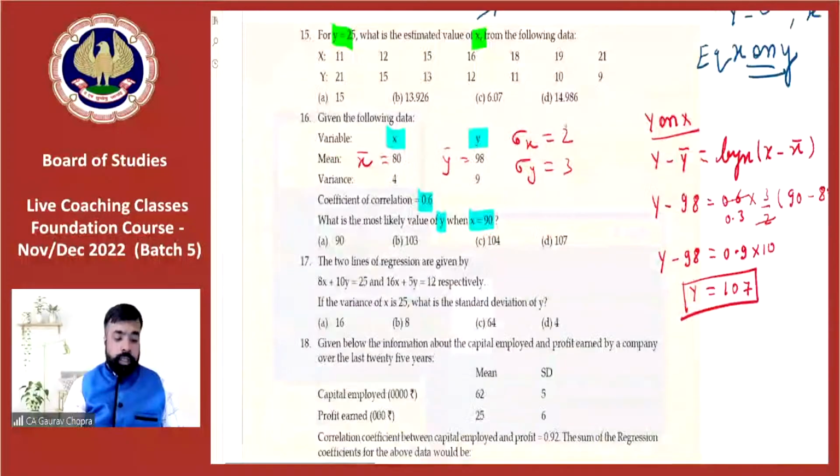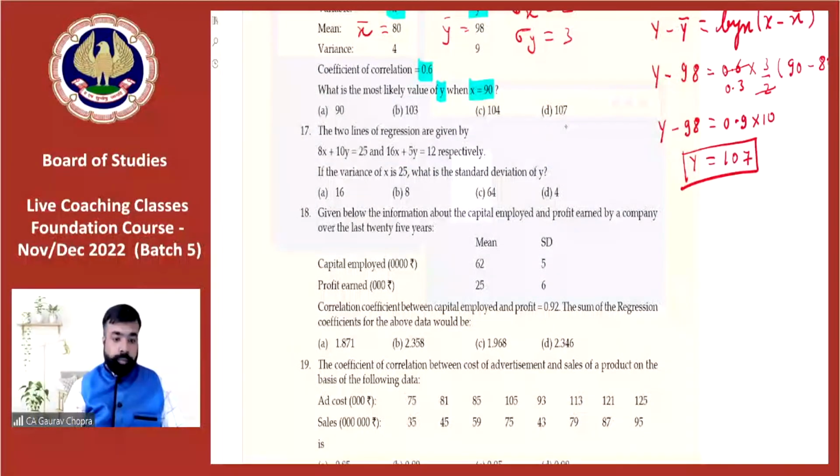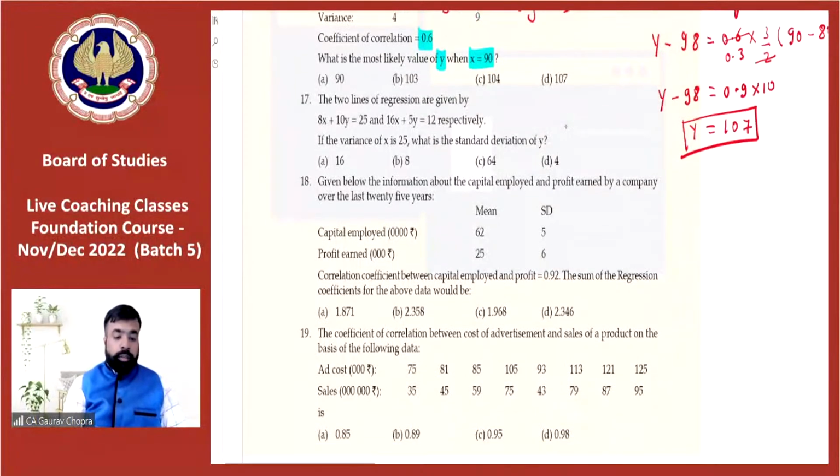Then what else is left? So 17th is again simple. You can try this. Two equations are given, variance is given, and you have to find out the standard deviation of y. Find the standard deviation of y.